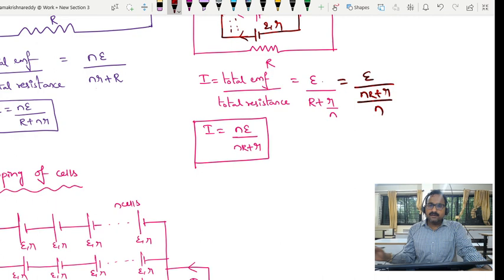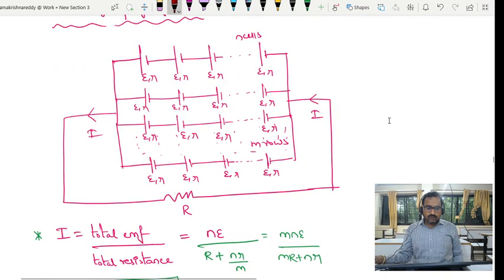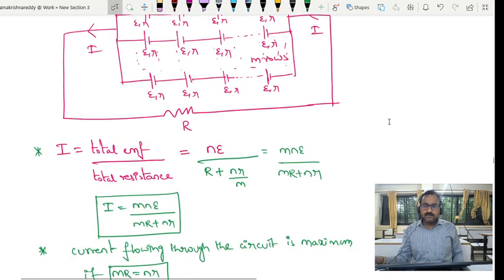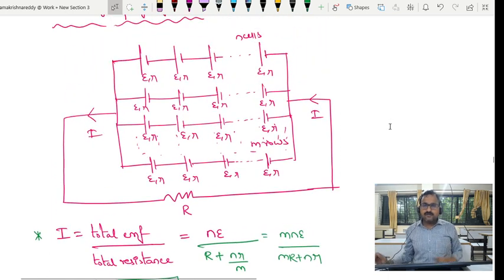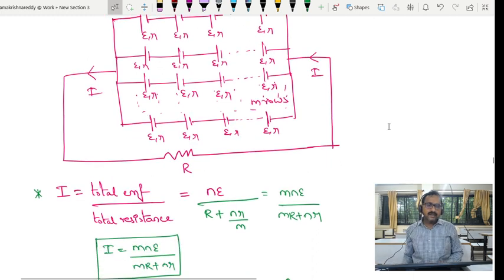Next, coming to the mixed grouping of cells, like this, see that one. N number of cells are connected in series like that, and m number of rows are there. What do we have to do for that? Same formula, total EMF by total resistance. N cells are connected, each having internal resistance r, connected in series, so nE. Plus the external resistance R, plus how many rows are there? M rows are there, so nr by m.